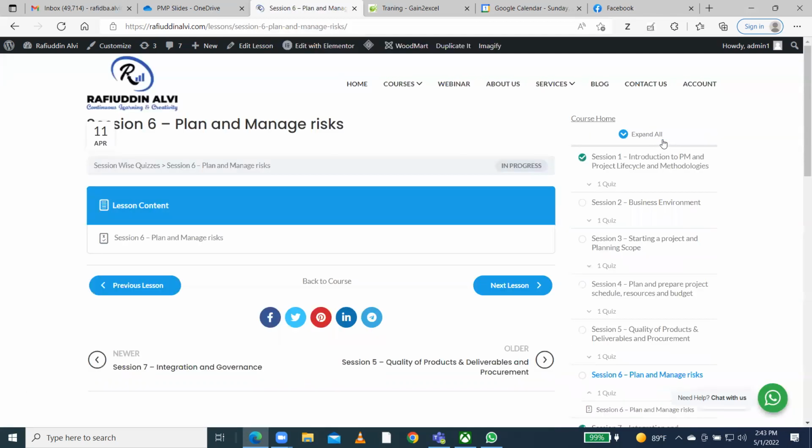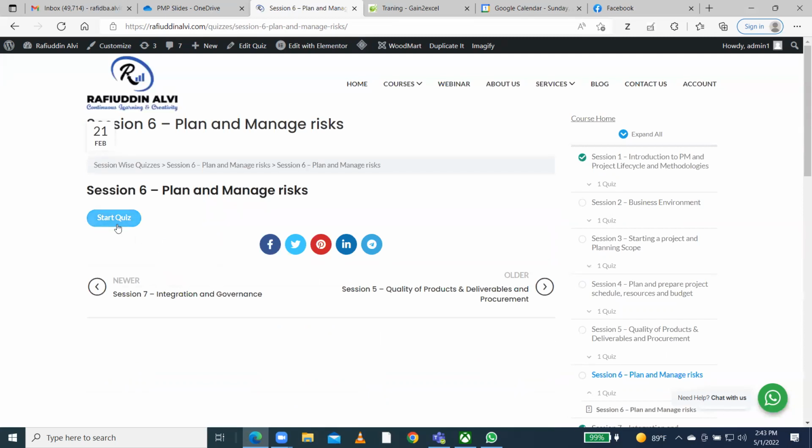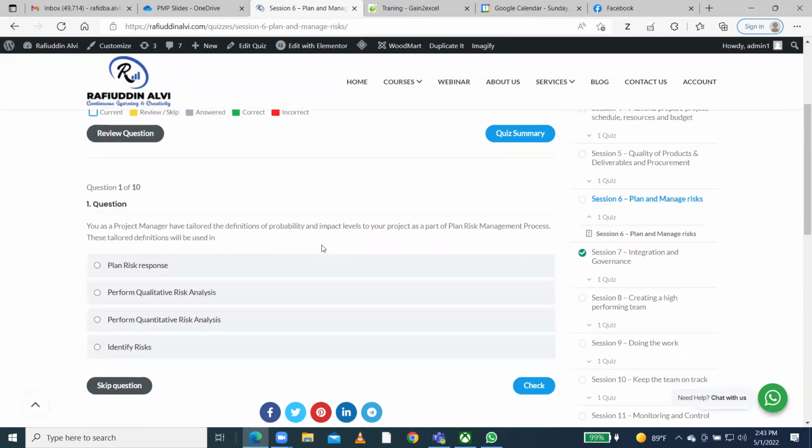Plan and manage risk. Okay, start the quiz. This you have to do a little faster now. You as a project manager have tailored the definitions of probability and impact level to your project as a part of the plan risk management process. These tailored definitions will be used in plan risk response, perform qualitative risk analysis, perform quantitative risk analysis, and identify risk.